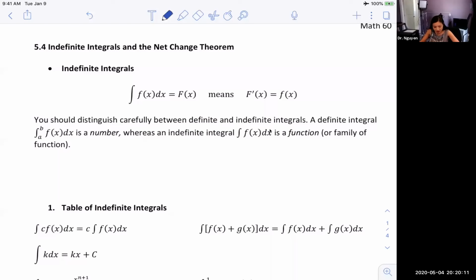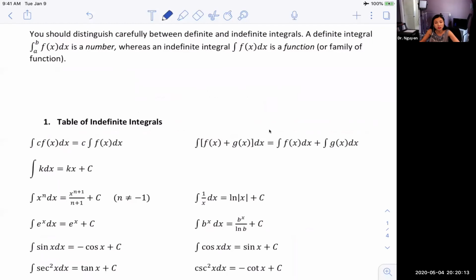Hi class, today we're going to talk about the indefinite integrals and the net change theorem. Before, in 5.3, we talked about the definite integral and we learned FTC1 and FTC2. Today, we're going to talk about the indefinite integral, so you don't have the restriction of the interval.